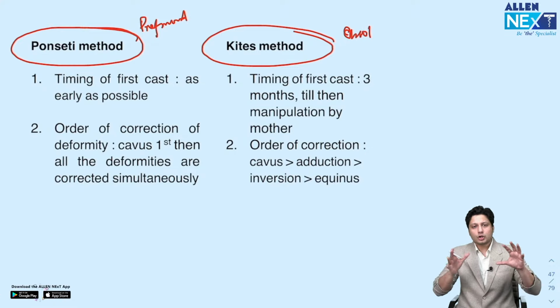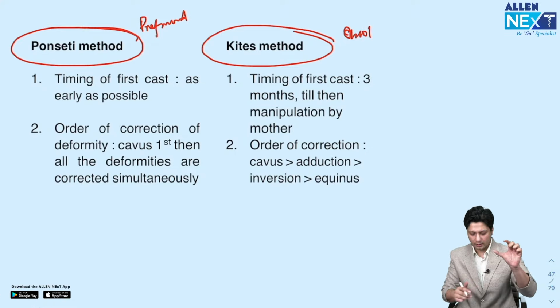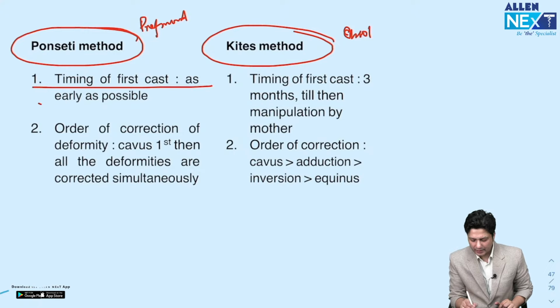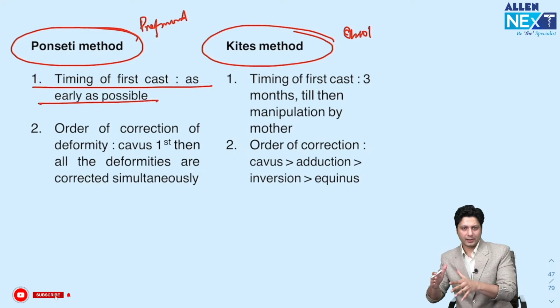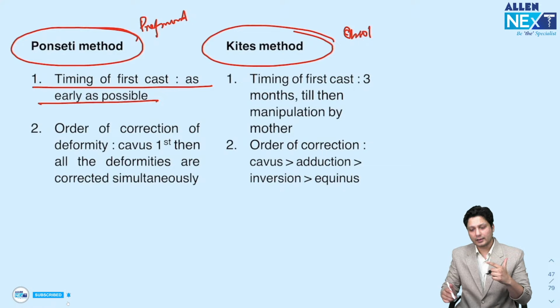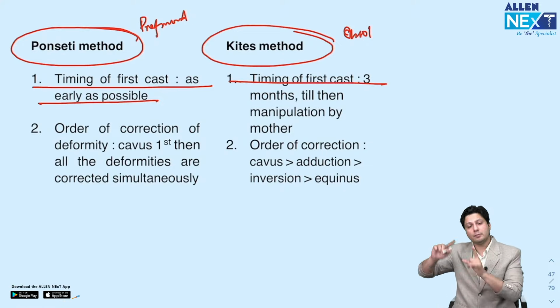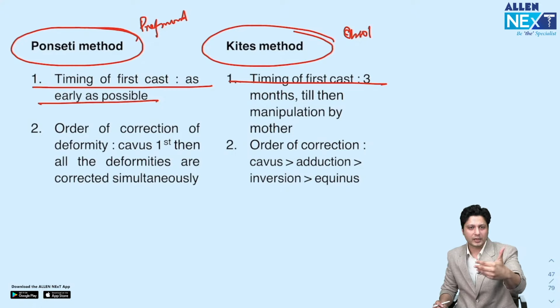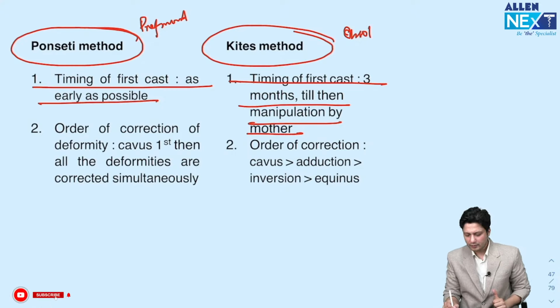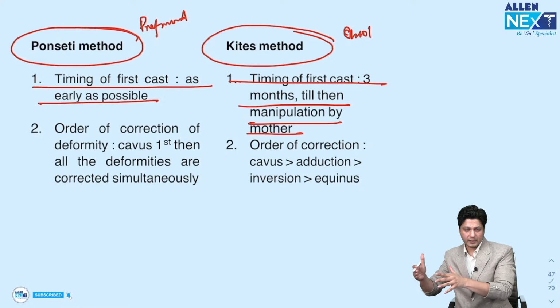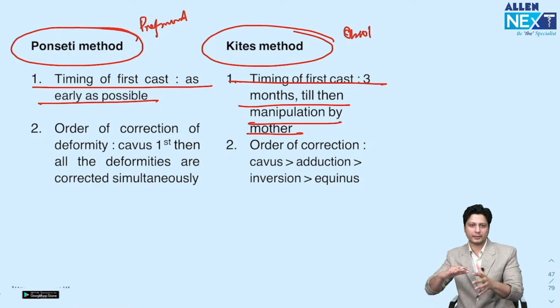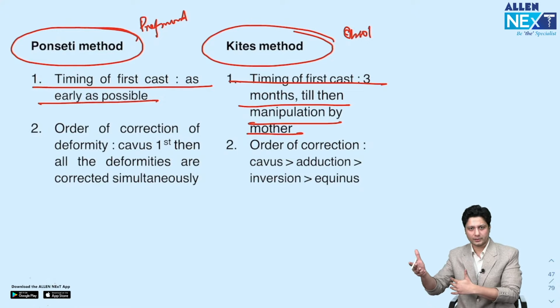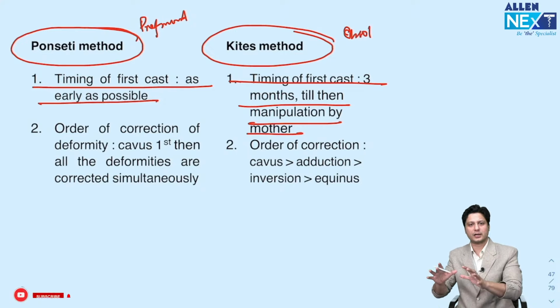All right. Why is the Ponseti method preferred? Because the timing of first cast application is as early as possible in case of the Ponseti method, while the timing of first cast application by the Kites method is 3 months. That means at 3 months of age the first cast is applied. Till then, mothers are asked to manipulate the foot in order to correct the deformities, to get it to some extent corrected. But I will apply the first cast at 3 months.